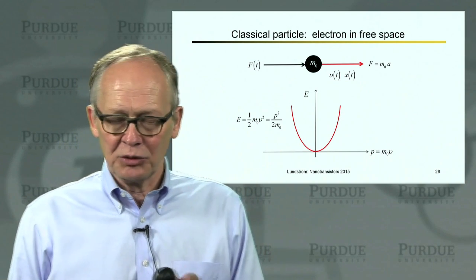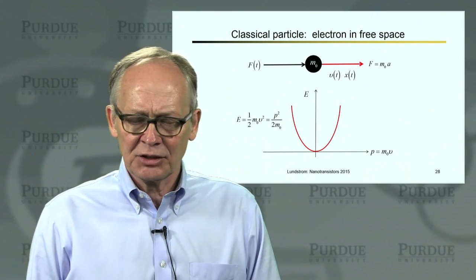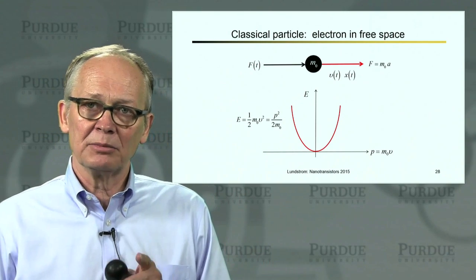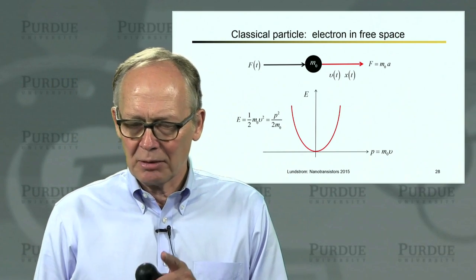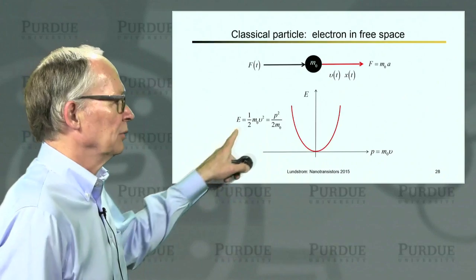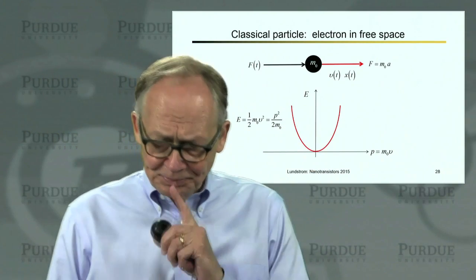The kinetic energy is 1/2 mv squared. The momentum is mass times velocity. So I could write the energy as momentum squared divided by 2 times the mass of the electron. And I would get a plot of energy versus momentum that would look like this parabola. That's what an electron looks like in vacuum.